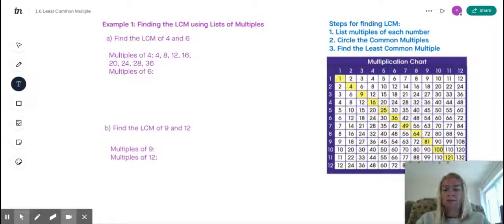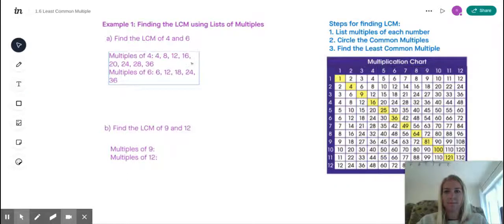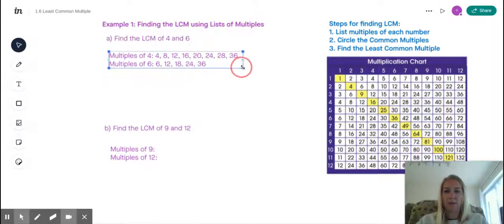All right, now let's list our multiples of 6. Again, I could just look at my multiplication chart, and here are all of my multiples of 6. And of course, they keep going too. So 6, 12, 18, 24, 36. Sure, that looks good. It's bigger, so they're lined up.